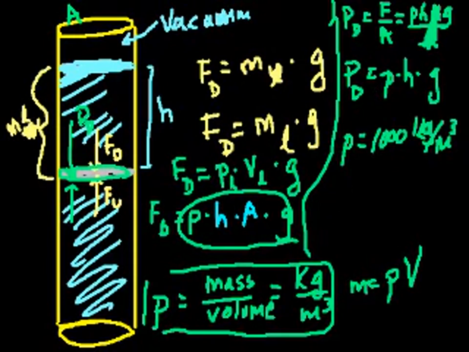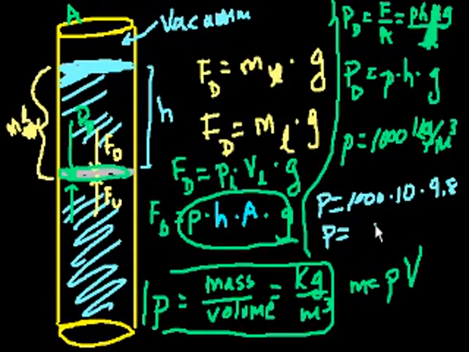So the pressure would equal the density of water, 1,000 kilograms per meter cubed. Make sure your units are right. I'm running out of space, so I don't want to do the units. Times the height, 10 meters, times the gravitational acceleration, 9.8 meters per second squared. It's a good exercise for you to make sure the units work out. That's 10,000 times 9.8.